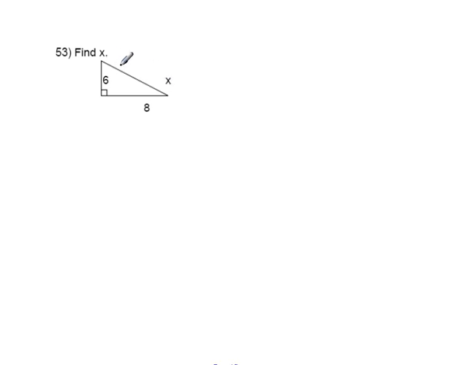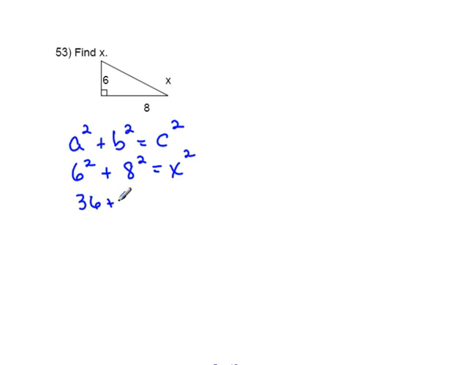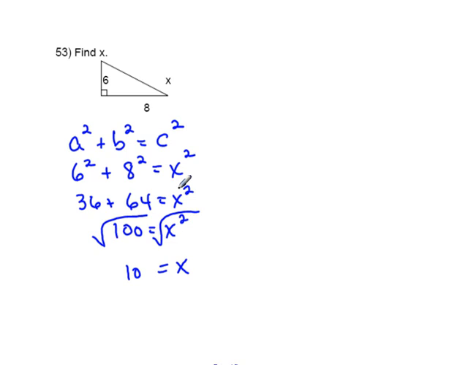All right, 53 says find x. Well, x represents the length of the hypotenuse of a right triangle, so we know that we would use the Pythagorean theorem to solve that. One side of the right triangle is 6 and the other side is 8, and we're looking for the hypotenuse. So 6 squared is 36, 8 squared is 64. Do the addition. Now to get rid of a squared, you take the square root of both sides. So x is 10. Since it's a measurement and they didn't give us a unit of measure, make sure to write units.